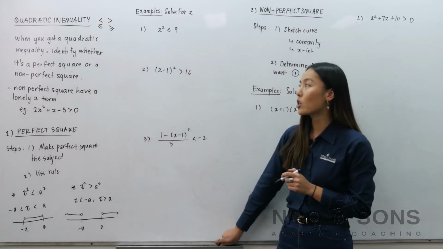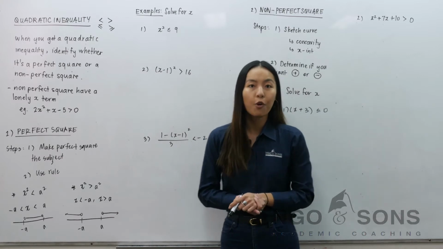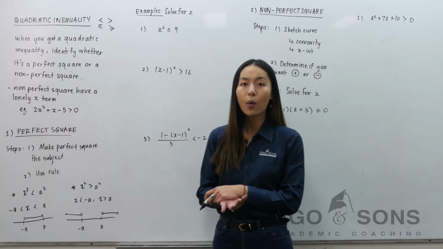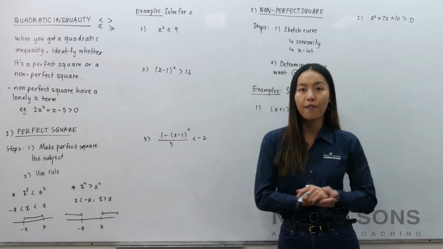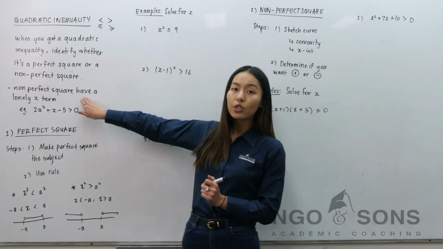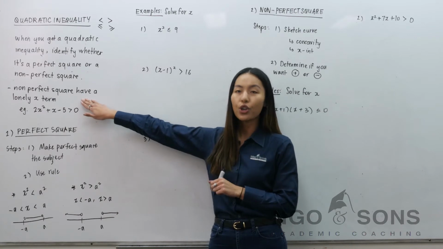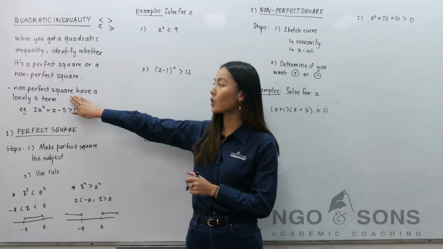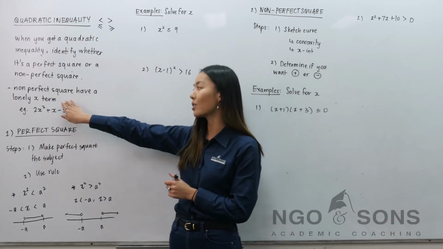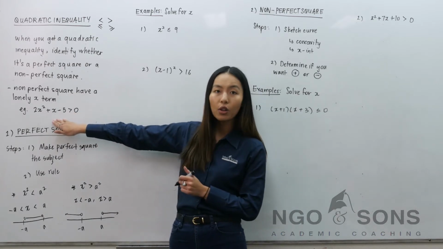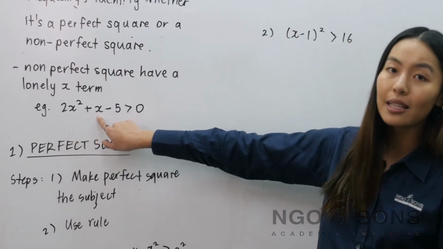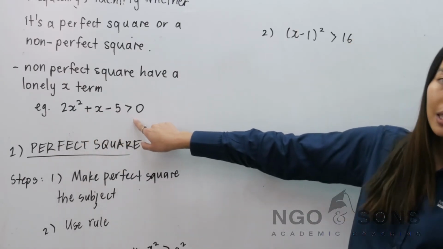Now, when you get a quadratic inequality, your first step is to identify whether you have a perfect square quadratic inequality or a non-perfect square inequality. To determine which one you have, the main defining factor of a non-perfect square is our lonely x term. So for example, if you have a look at this equation here, it says 2x squared plus x minus 5 is greater than 0.